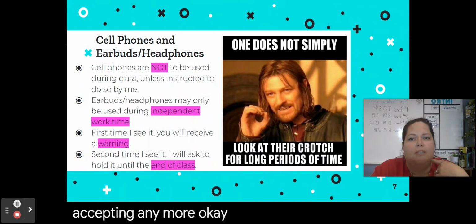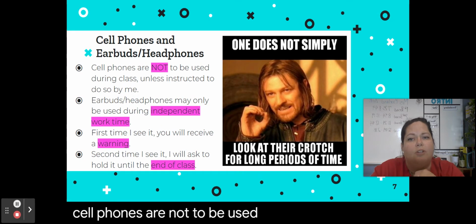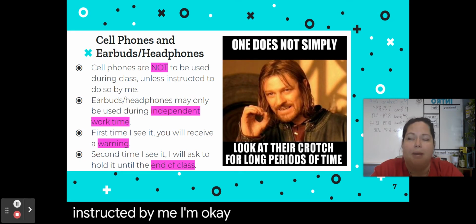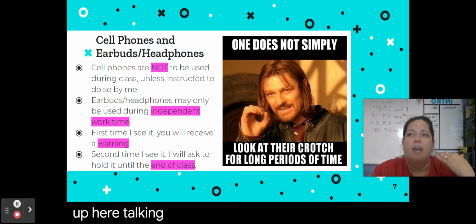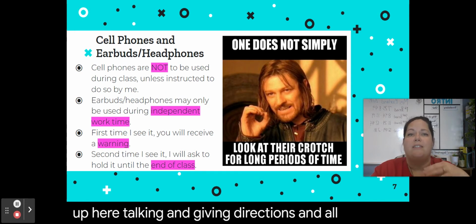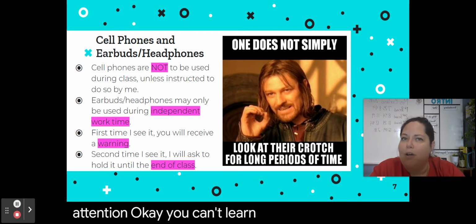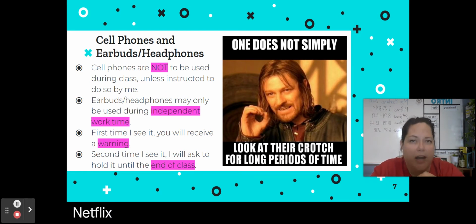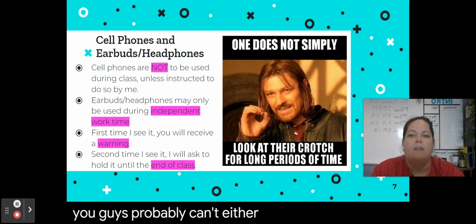Cell phones, earbuds, and headphones. Okay. Cell phones are not to be used during class unless instructed by me. I'm actually okay with you guys doing it during independent work time, but if I'm up here talking and giving directions and all that stuff, I need that stuff put away. You need to be paying attention. Okay? You can't learn while you're watching Netflix. I've tried. I can't multitask like that, and I know you guys probably can't either.